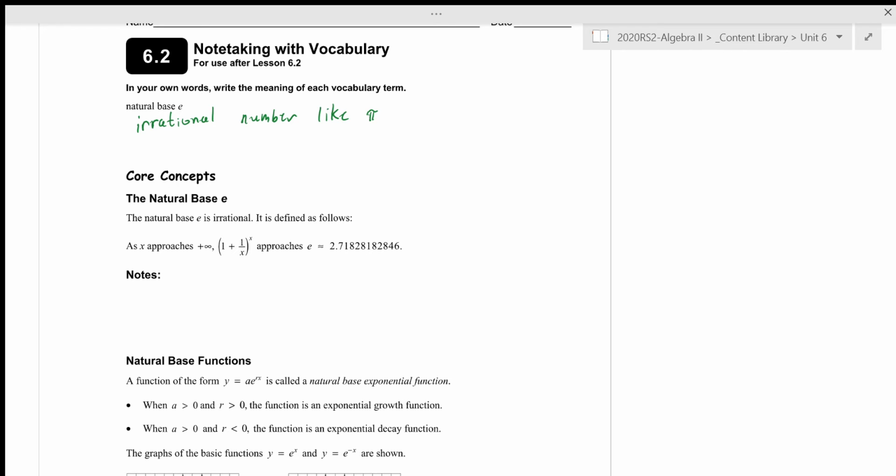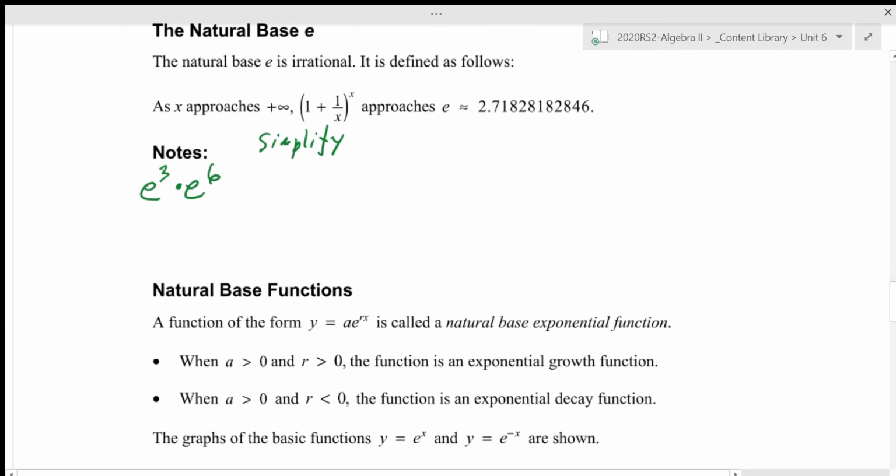Now, it's just a number. Keep that in mind when you're doing problems with e. It's just a number, it's not a variable. So we can use it with expressions. Let's say simplify. Exactly like we used numbers last unit.